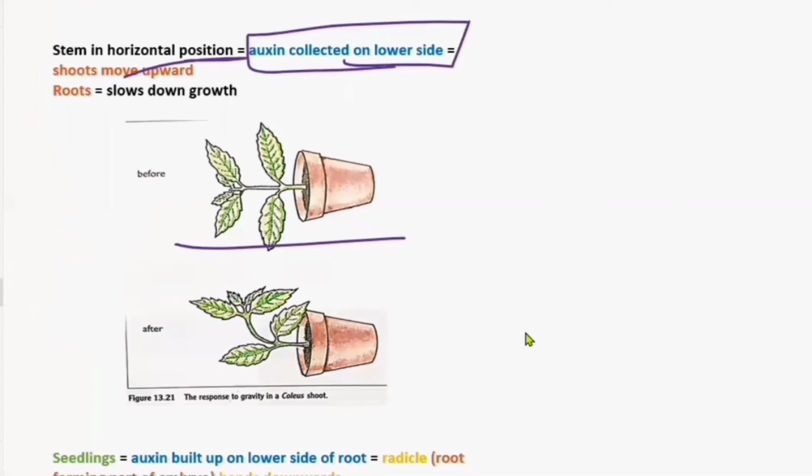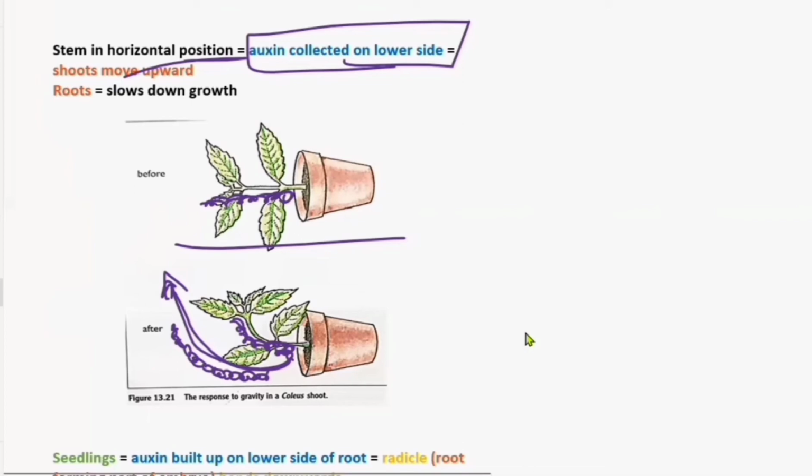If it is concentrated on the lower side, what will happen? The cells on the lower side will elongate and increase in number, they will divide more rapidly, so this will help in bending of the stem upward in this way. You can see here. This is because the cells on the lower side are growing very rapidly because of the higher concentration of auxin at the bottom. Clear? Just remember this. This was about the stem.